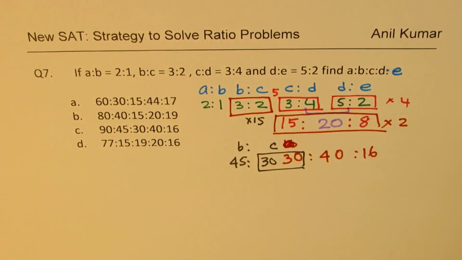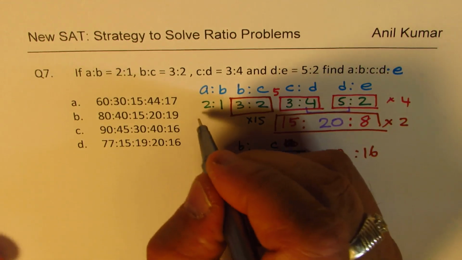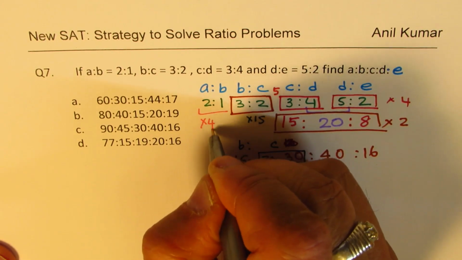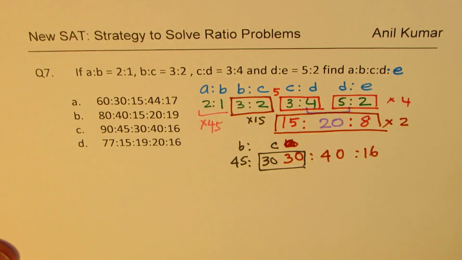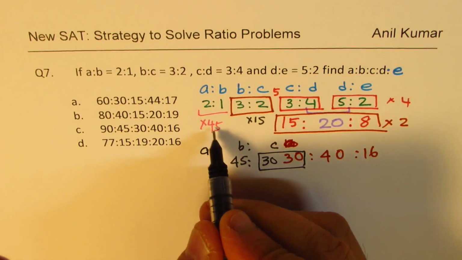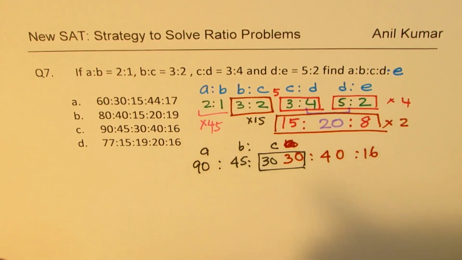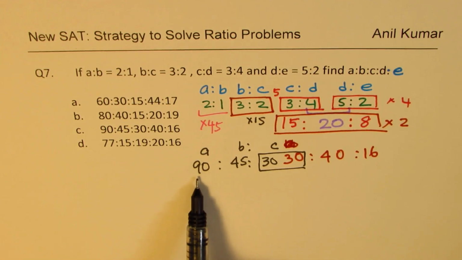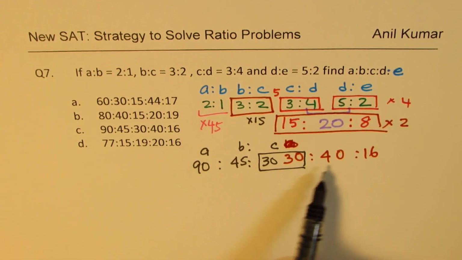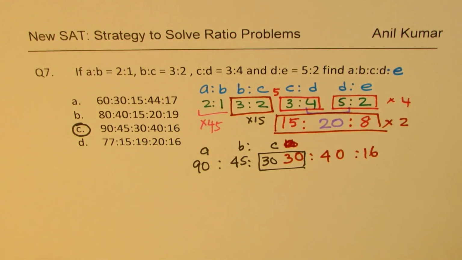Well, that is very simple. I just need to multiply that by 45, correct? So this term here needs to be multiplied by 45 to get A and B in line. So if I do that, then I get A as 45 times 2 as 90. Do you see that? And B will be 45. Got it? So you can see 90, 45, 30, 40, 16 is option C for us, and that becomes our answer. Does it make sense to you, right?